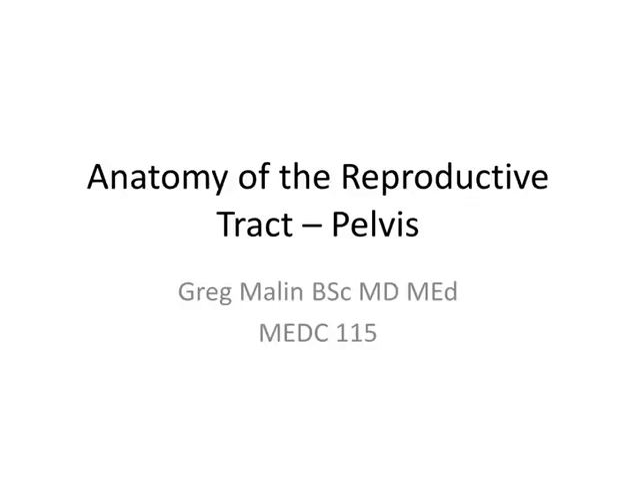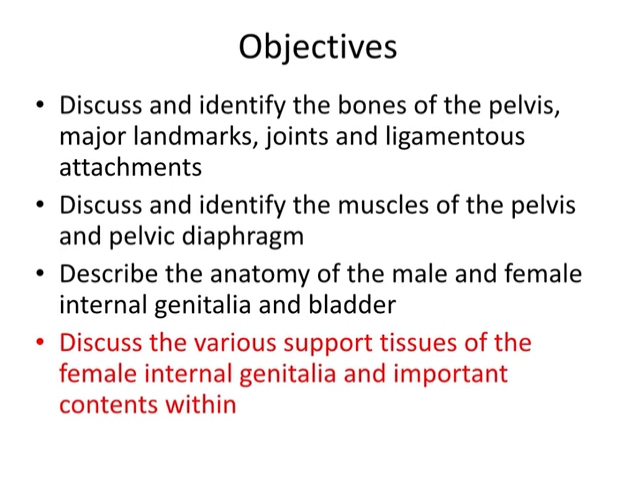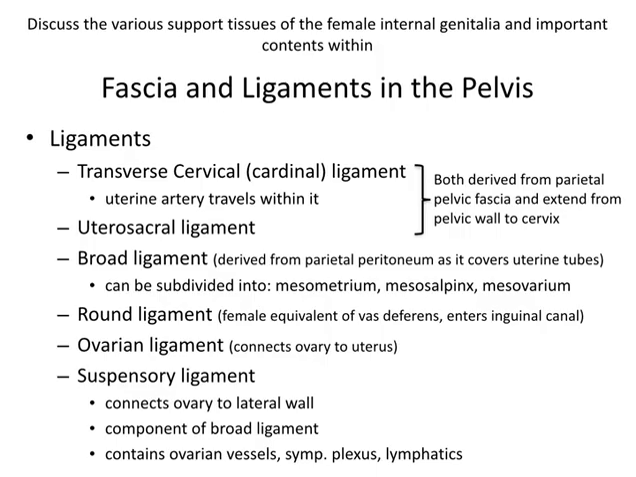Alright, this is the third in a series of recordings for the anatomy of the reproductive tract. And in this one we're going to be talking about support tissues or ligaments of the female internal genitalia specifically. Alright, here are all the different ligaments that I will be talking about, just as an overview slide with some details in it, but I'll talk about each of these things in turn.